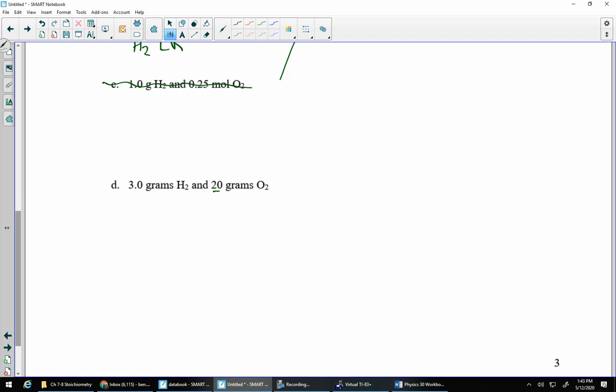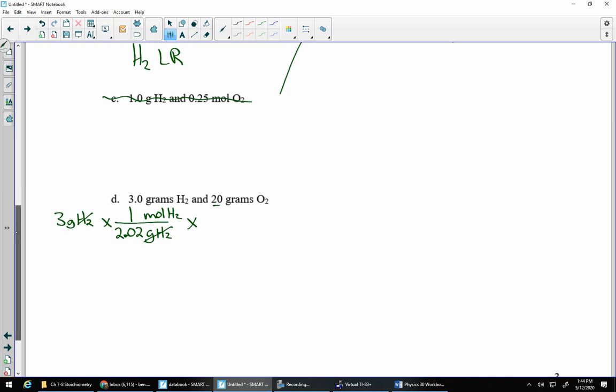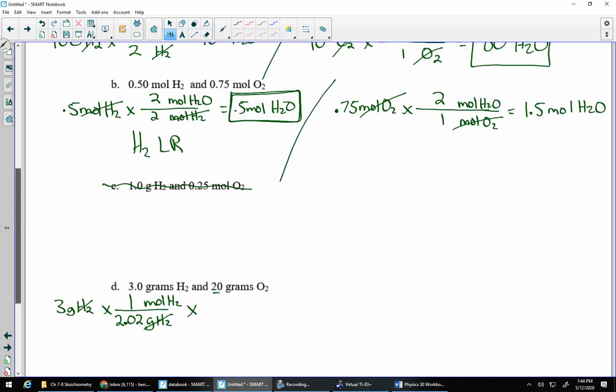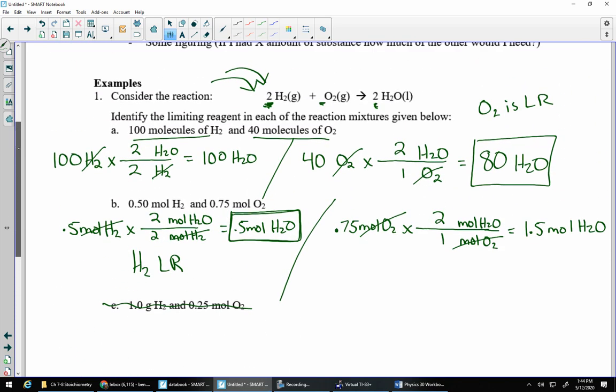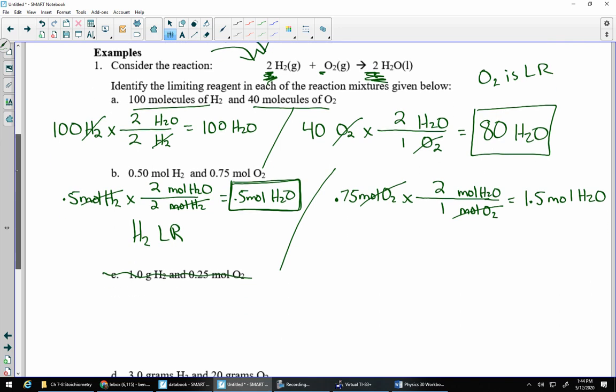So I'm going to start with H2. I got 3 grams of H2, and I need to figure out how many moles that is. So I'm going to use the molar mass, grams of H2 and moles of H2, so that grams cancel out. Now H2, hydrogen, is 2.02 grams for every 1 mole. Now I want to use my mole ratio to figure out how many moles of water I can make. So again, it's that 2 to 2 ratio.